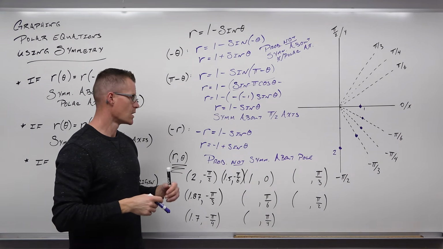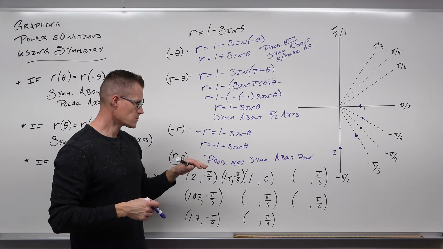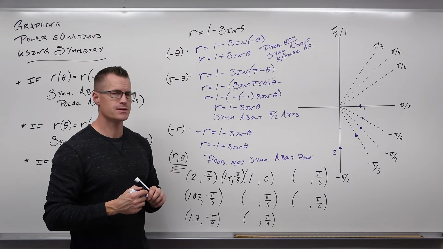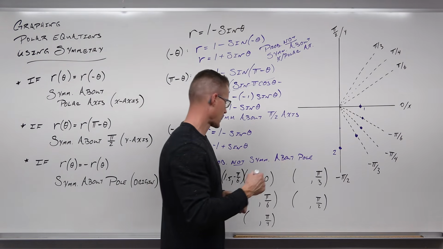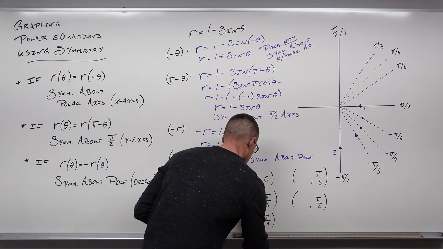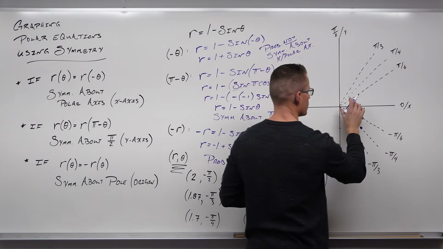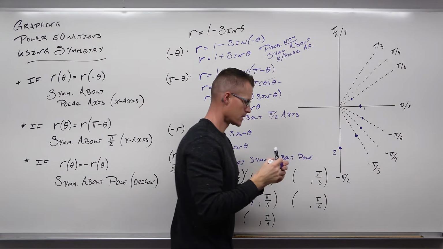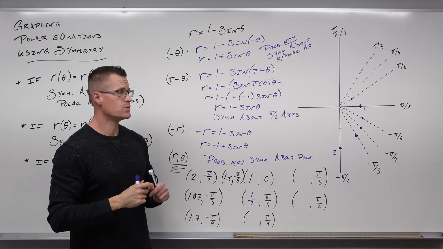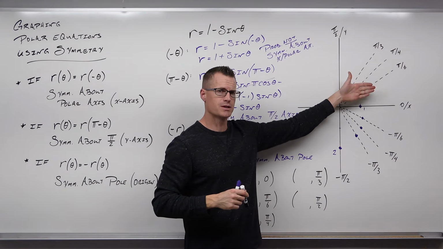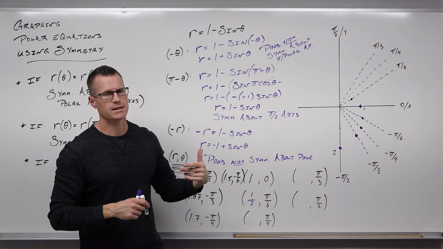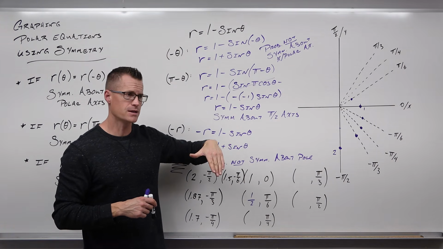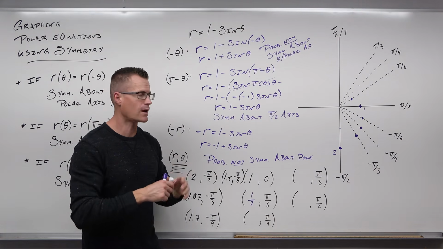Now for positive angles. With pi over 6, sine of pi over 6 is 1/2. 1 minus 1/2 is 1/2. Hopefully it's clear now, we do not have symmetry across this polar axis. And that's because we're subtracting sine, and sine is not symmetric about that. The signs of the y values are opposite, so we don't have that symmetry.